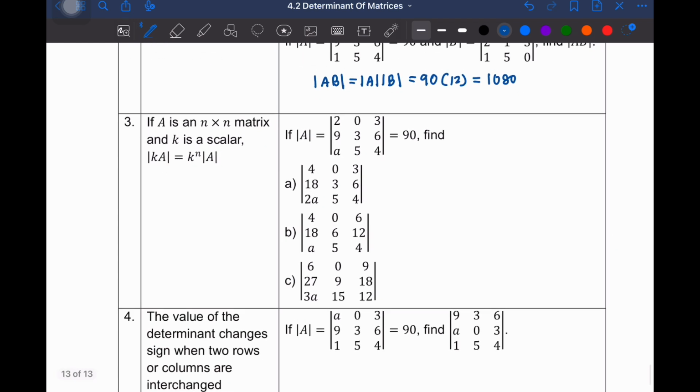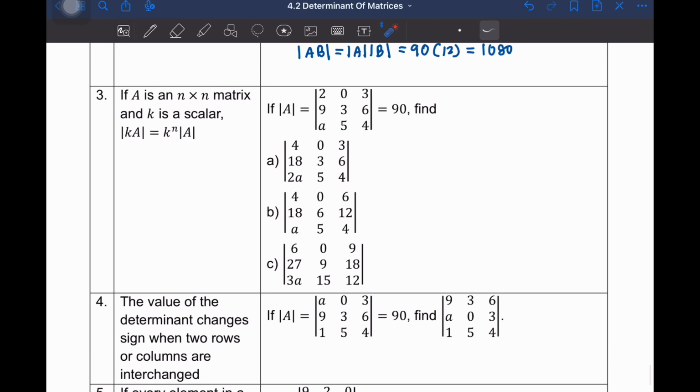Okay, that's it. And then property number 3. If A is an n by n matrix, so it's a square matrix, and K is a scalar, a constant, then the determinant of K times matrix A is equal to K to the power of n times the determinant of A. Okay, so let's see the example over here. Looking at this formula, it may not be very easy to understand, so let's look at the example first. We have the determinant of A. You see the modulus sign, which means determinant. It is equal to 90.